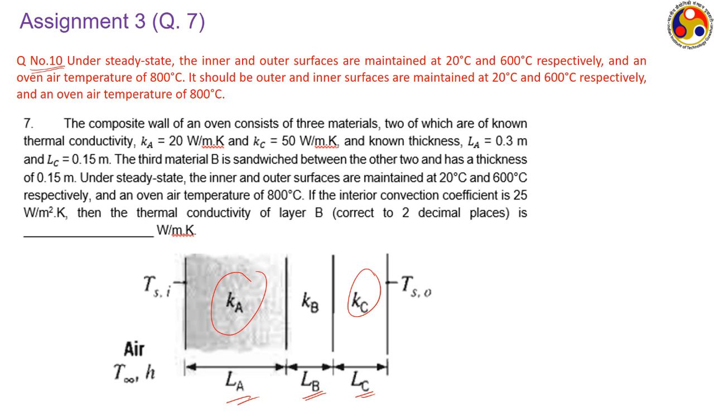So LB is also given. Under steady state, the inner and outer surfaces are maintained at 20 degrees Celsius and 600 degrees Celsius respectively, and an oven temperature of 800 degrees Celsius. Now, that's why you have the confusion.